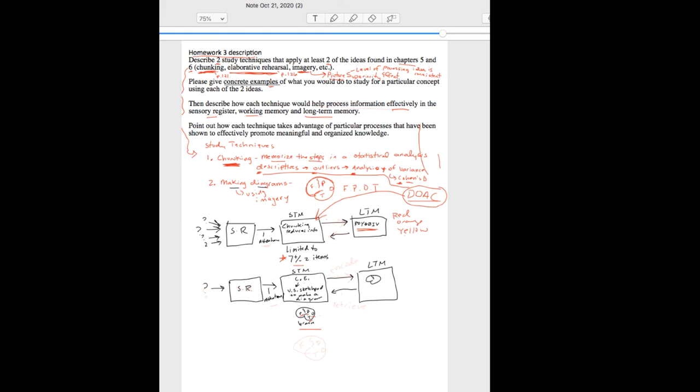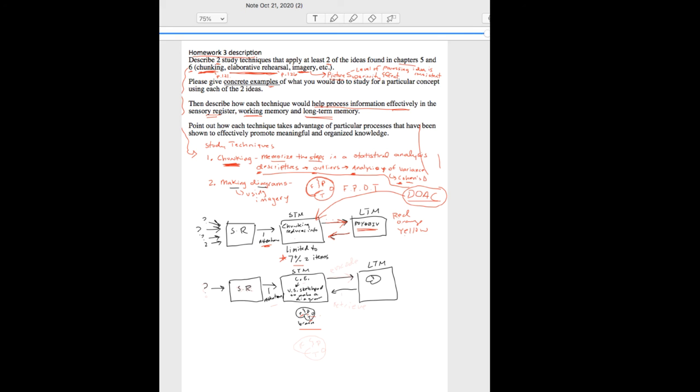And then describe how each technique would help process information effectively in the sensory register of working memory. So the sensory register would just see it, hear it, and so on. You pay attention to it, bring it into short-term memory. Chunking allows you to process it effectively because you limit the number of items, so that's good, making it more likely that you'll encode it and store it into long-term memory so that you can hopefully retrieve it later on.